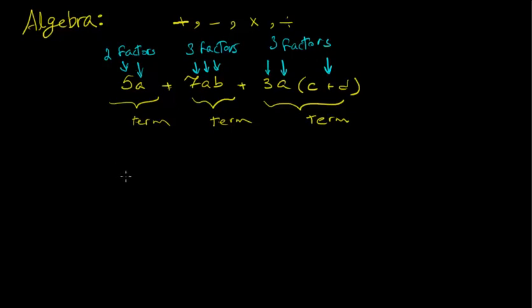Let me put another example here to study. Let's say we have 3x plus 4y minus 6xy plus 8. This is called an algebraic expression. When you have one or more algebraic terms in a phrase, then you have an algebraic expression. It can include variables, constants, and operating symbols. Let's analyze this expression.